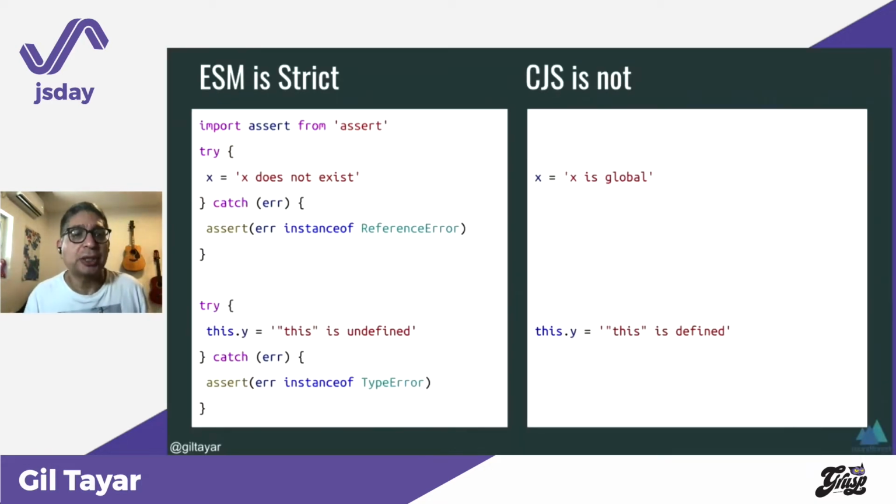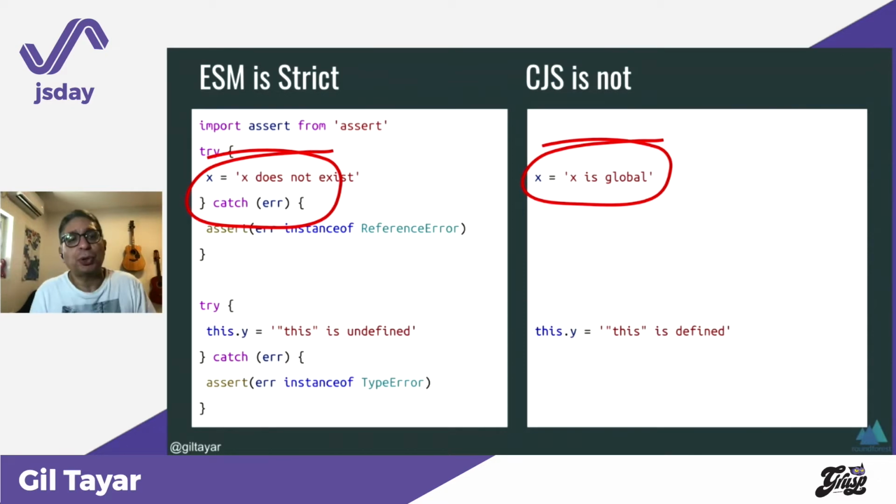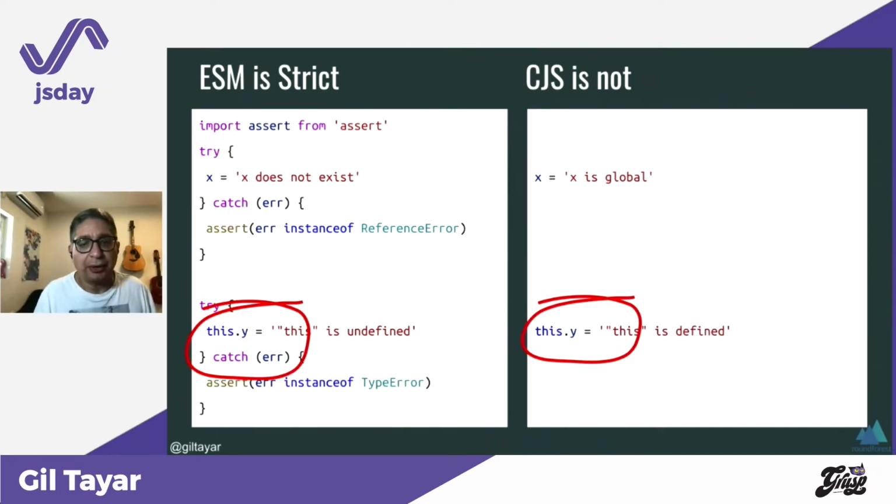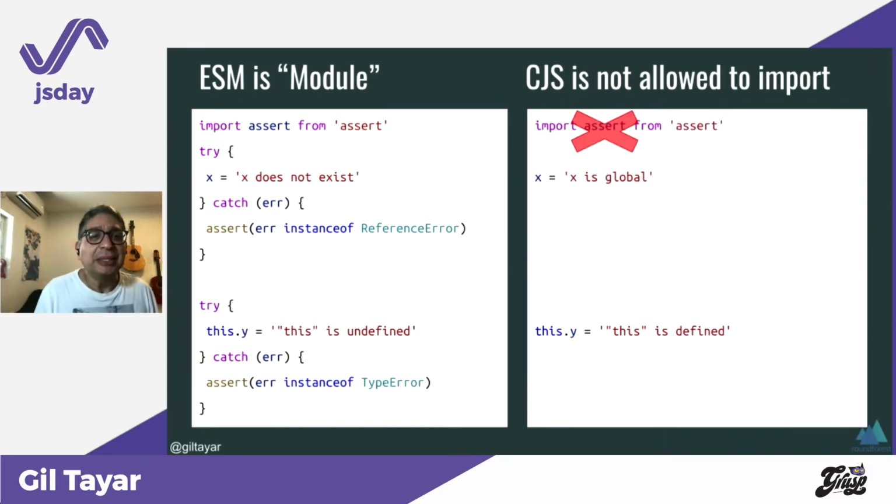ESM is strict. So in ESM, if you try and set a variable which doesn't exist, like x, you haven't defined x, you get an error. And in CJS, no error at all, because CJS by default is not strict. If you use strict at the top of a CJS module, you'll get strictness. Another thing is, this at the top level is undefined in ESM, and in CJS non-strict mode, this is defined to be, I think, the window or the global or whatnot. I seriously don't care.